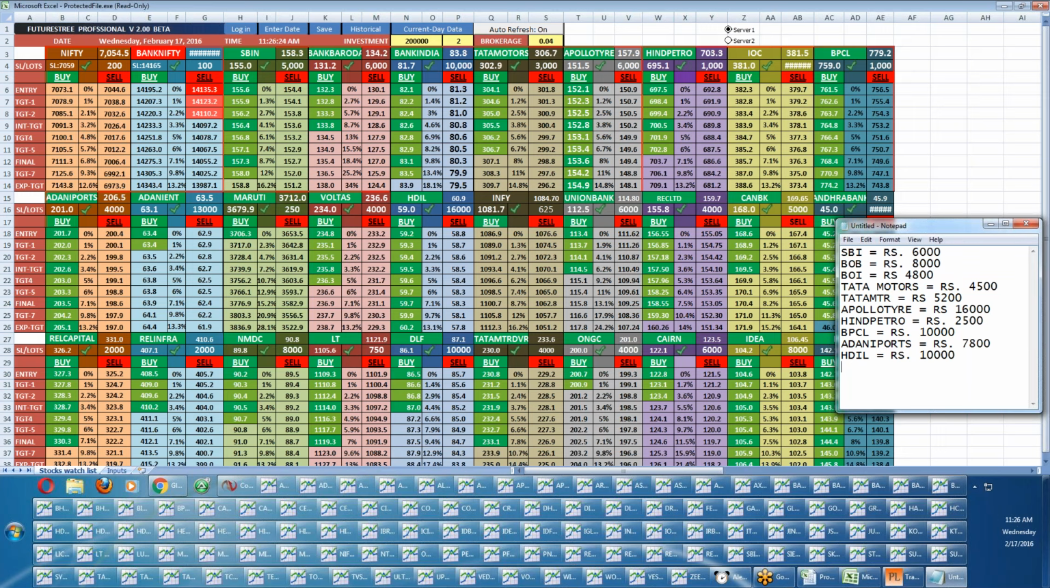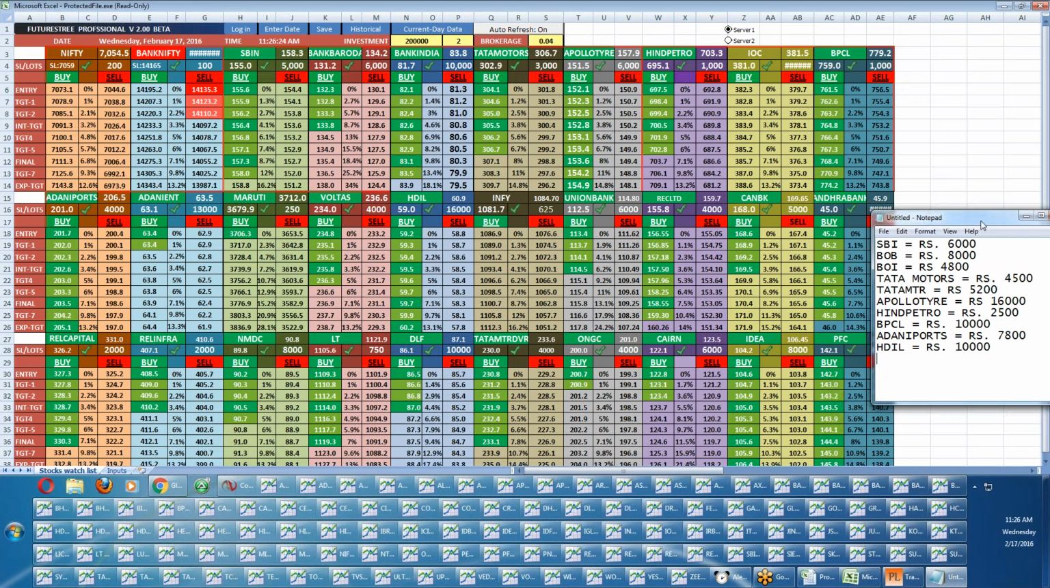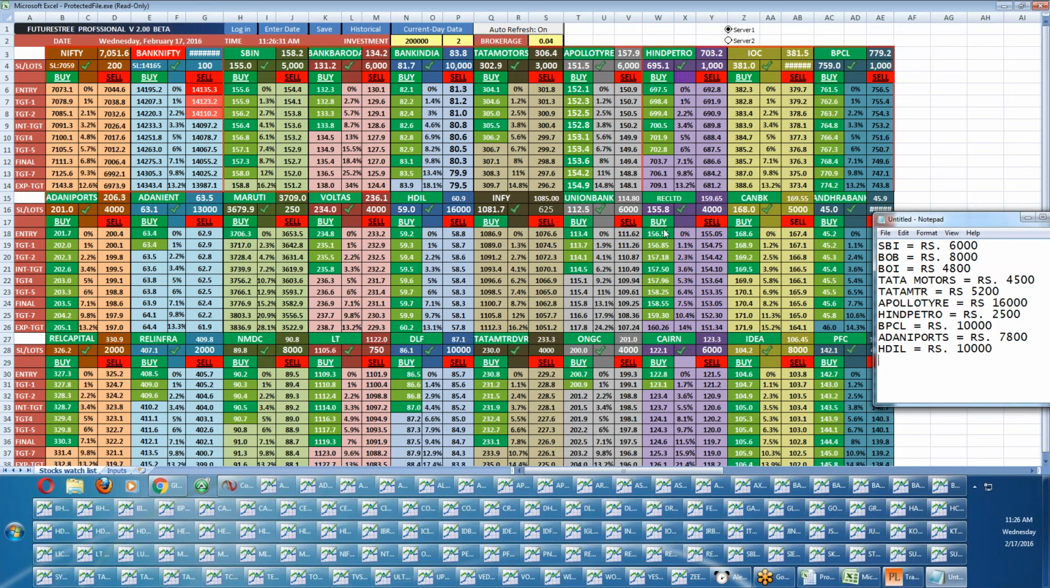So you can calculate the rest of the things, like you have REC, 156 is the entry, 159 is the current price. Can Bank 168.60 is the entry, 169.55 is the current price. Just multiply it by your lot size, you'll be able to get the profits.